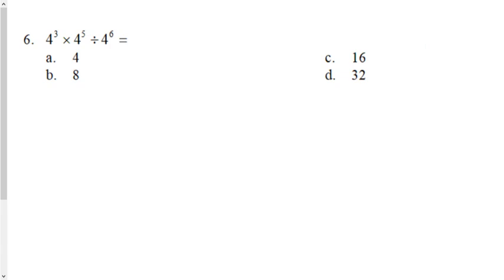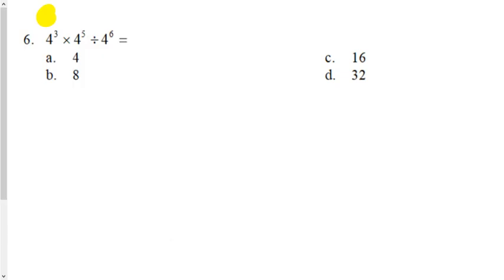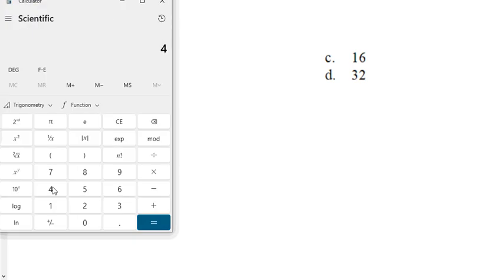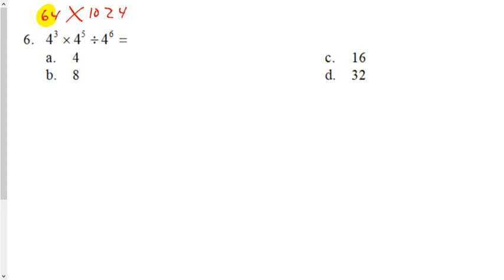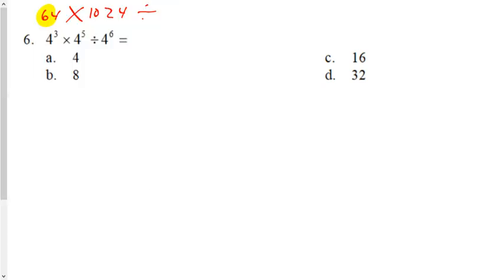4 cubed times 4 to the fifth divided by 4 to the sixth. Yes, you could work it out. Yes, you could say 4 cubed, 4 to the exponent of 3, is 64. You could have done that, 64 times, and then you could say, well, what's 4 to the 5? 4 to the exponent of 5 is 1024, divided by, and then you say, well, what's 4 to the power of 6? You could actually do that, and you get 4096. And then you're like, crap, those are big numbers.